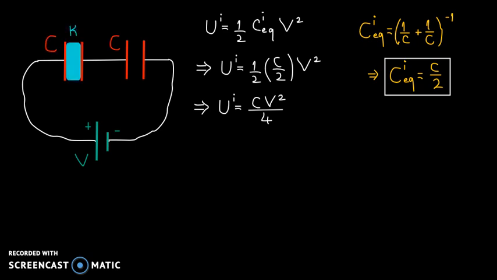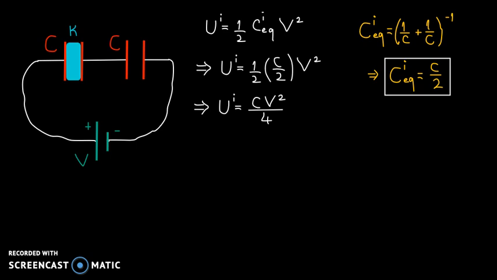Next, we insert the dielectric material of the dielectric constant K in between the plates of one of the capacitors. So that's the one on the left hand side. Now, what happens to my capacitor? Its capacitance will change and it'll be equal to K times C. So K times the original value.